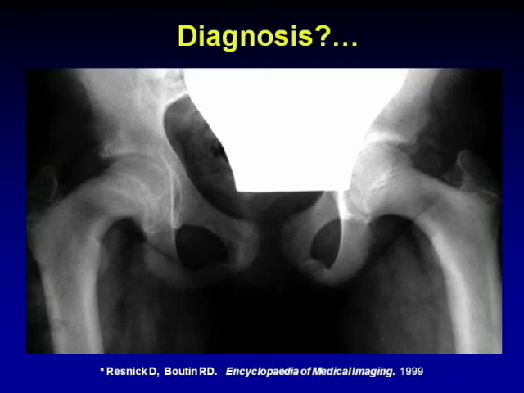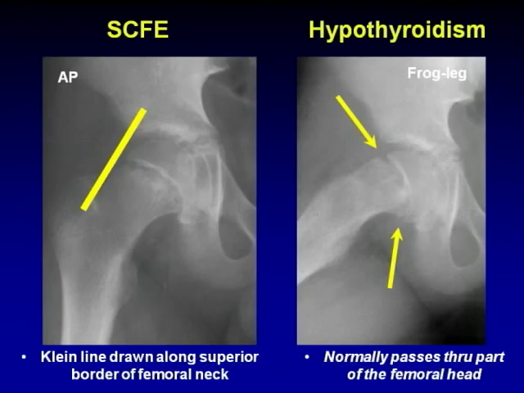Next, what might we have here? Well, let's not forget that Klein line. We draw it along the superior border of the femoral neck. It should intersect the lateral margin of the femoral head. It does not, either on the AP or the frog leg. This patient has, everyone, SCFE. All right. And patients with hypothyroidism are at risk for this condition.